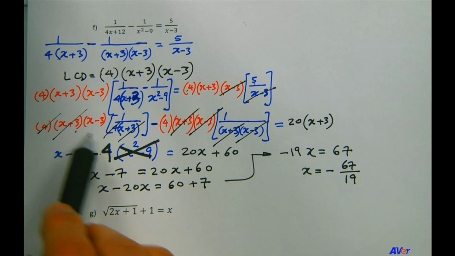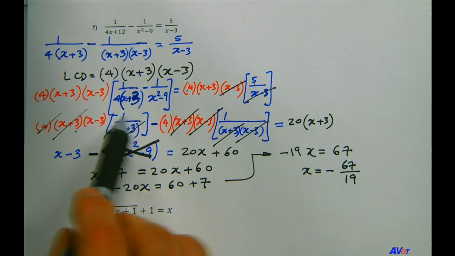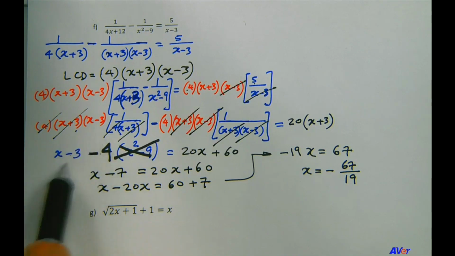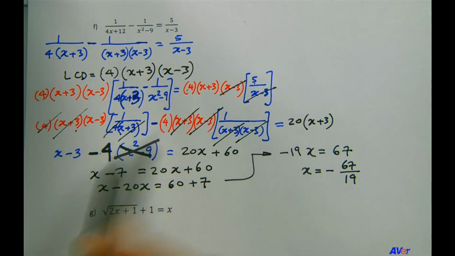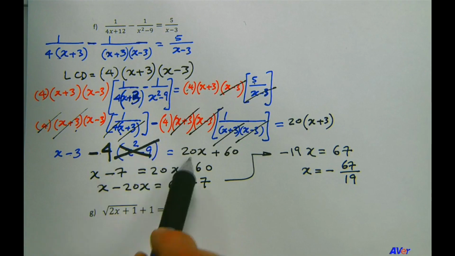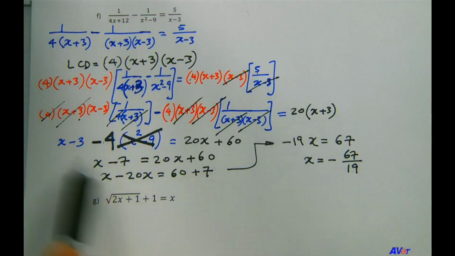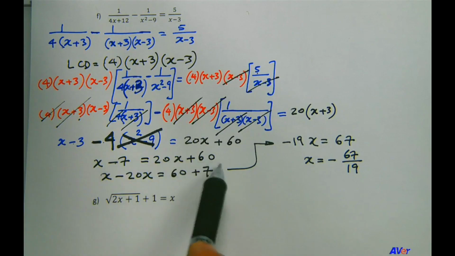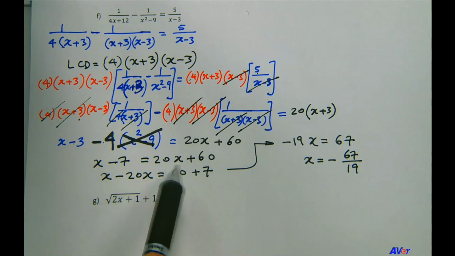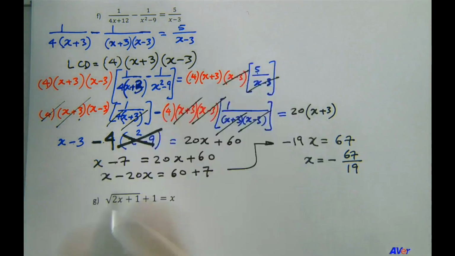So then after that we had, let's see, x minus 3, that's x minus 3, and minus 4, and then 20x plus 60, that is correct. And then x minus 7 equals 20x plus 60. So all of this looks okay. And minus 19x plus 67. So that's okay. So let's test this in the original equation.